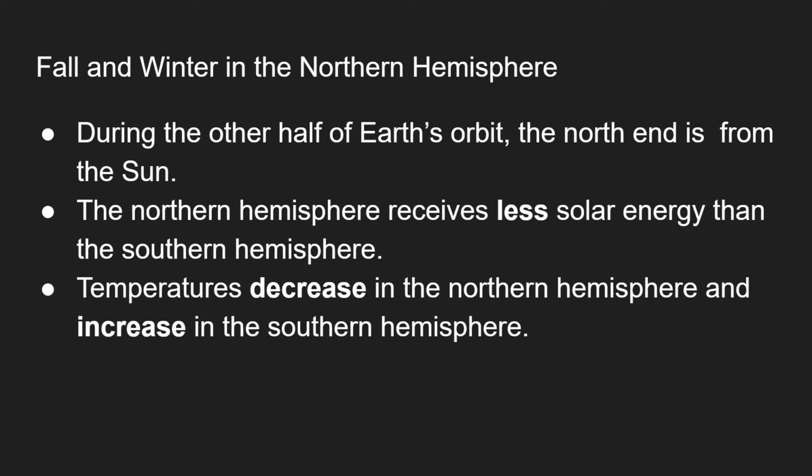So during the other half of the orbit, the north end is far from the sun. The northern hemisphere receives less solar energy than the southern hemisphere. So temperatures decrease in the northern hemisphere and increase in the southern hemisphere. Our nights are longer, their days are also longer. It's just the complete switch. Opposite ends of the Earth, opposite effects.